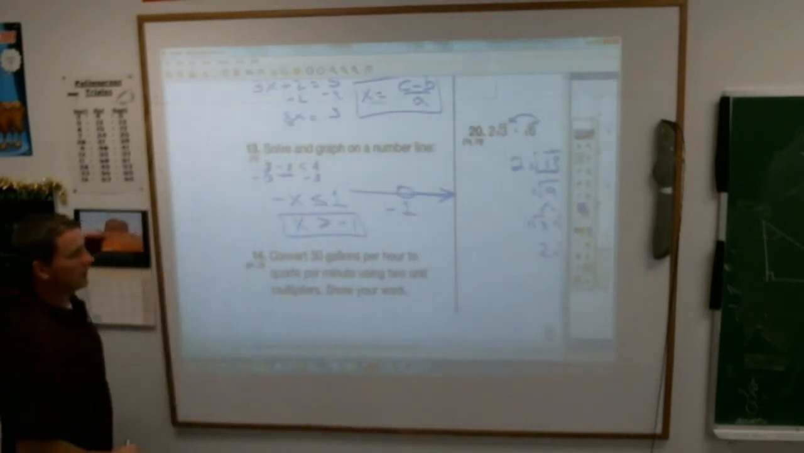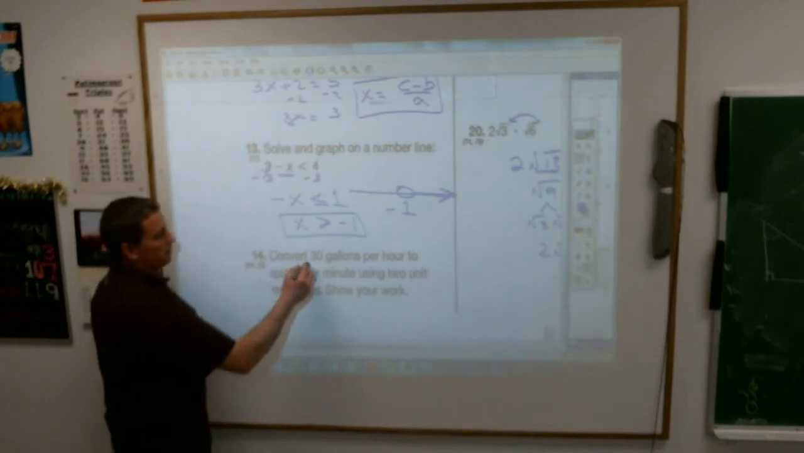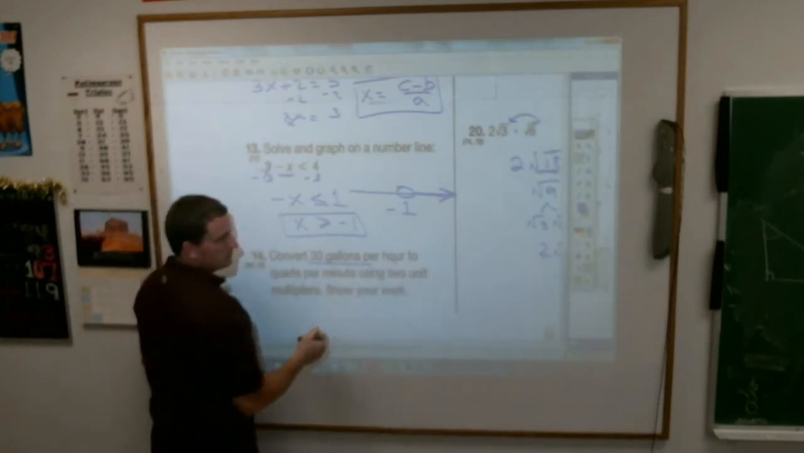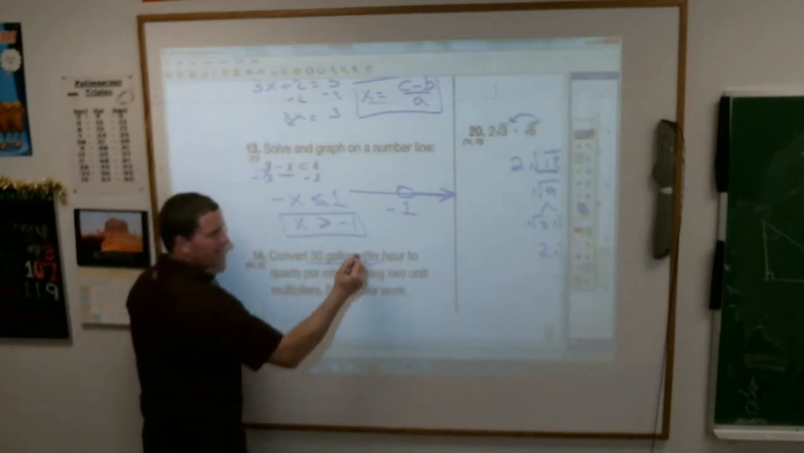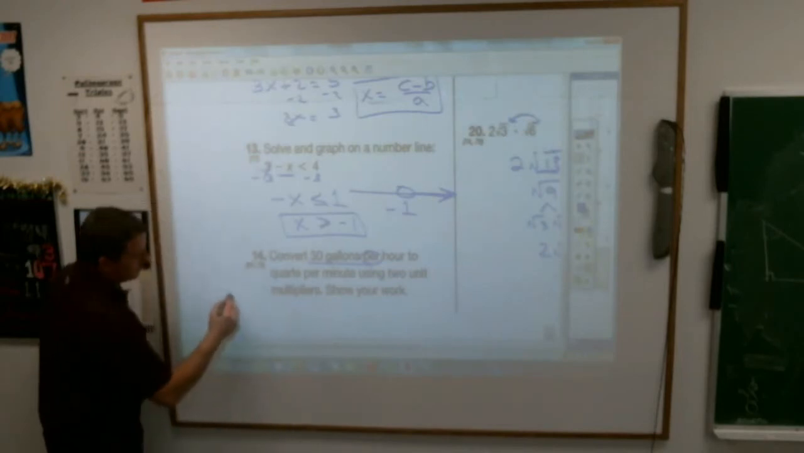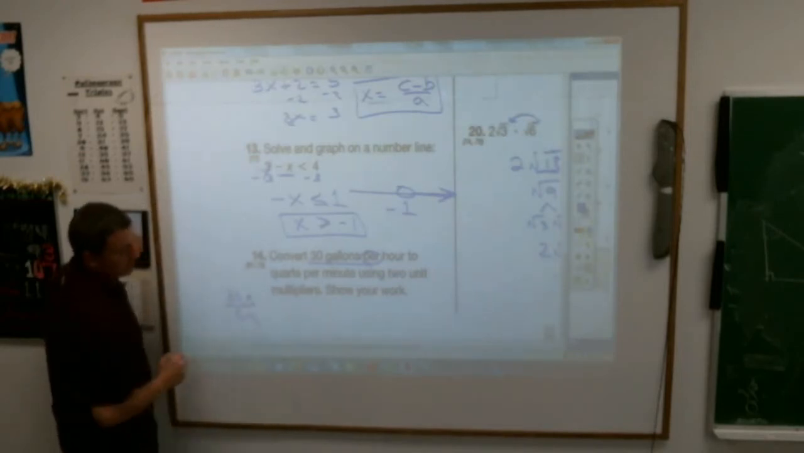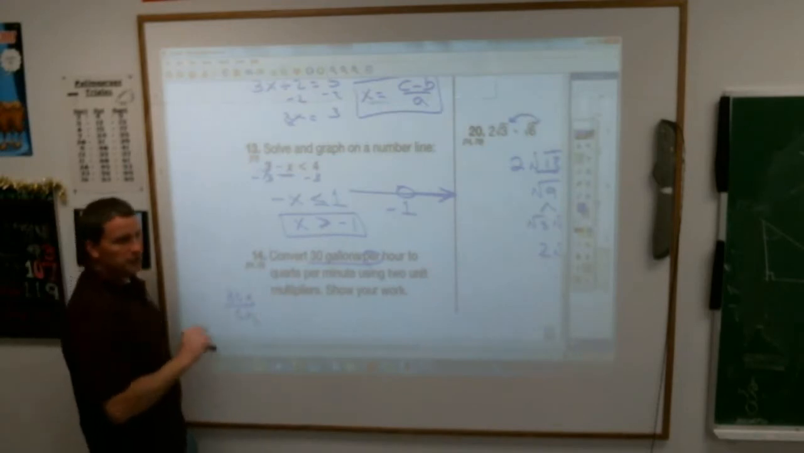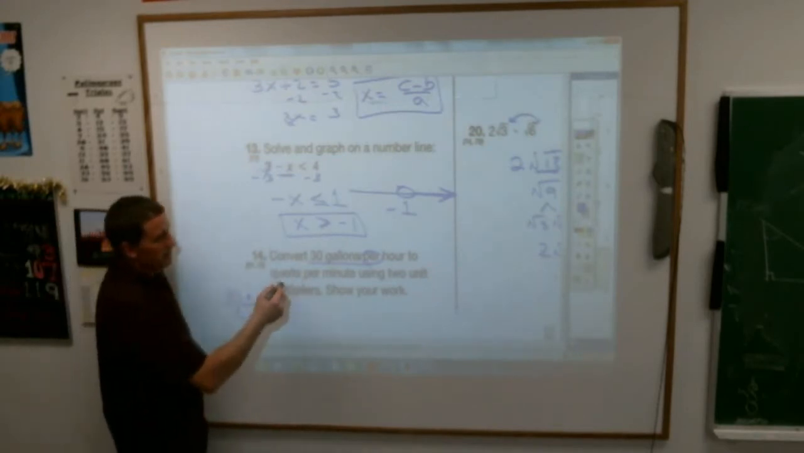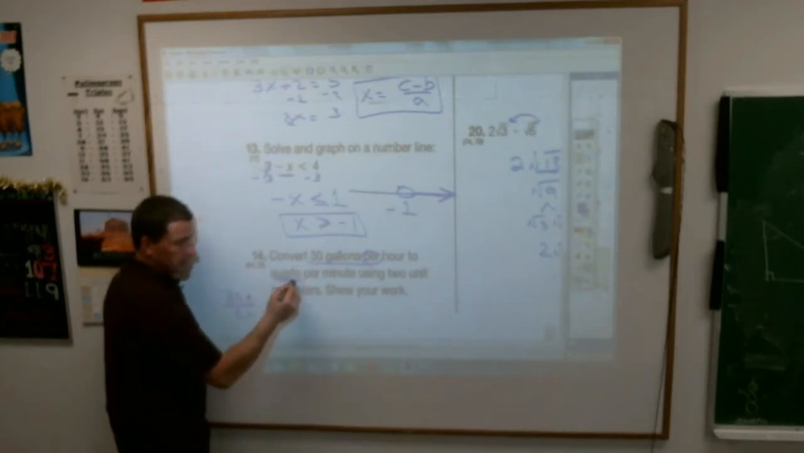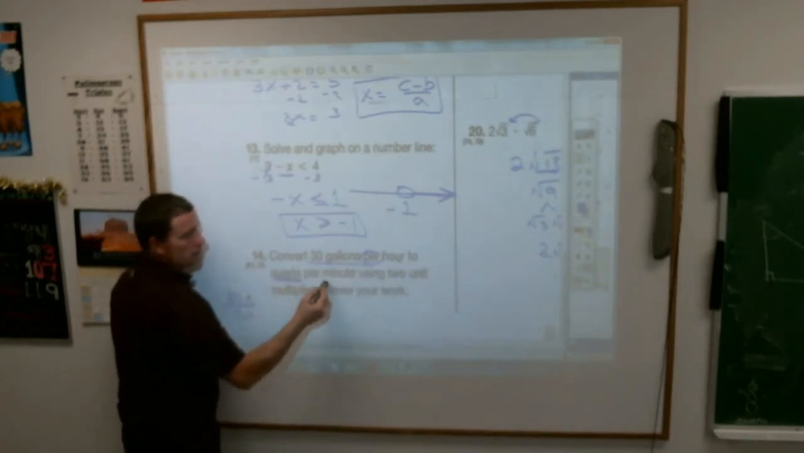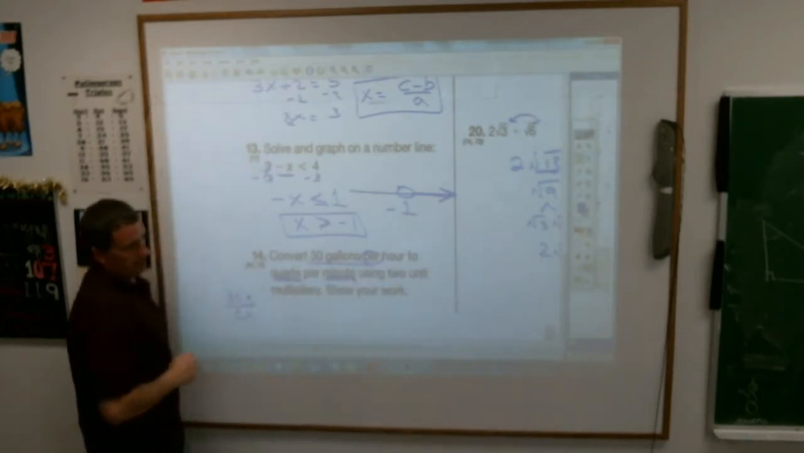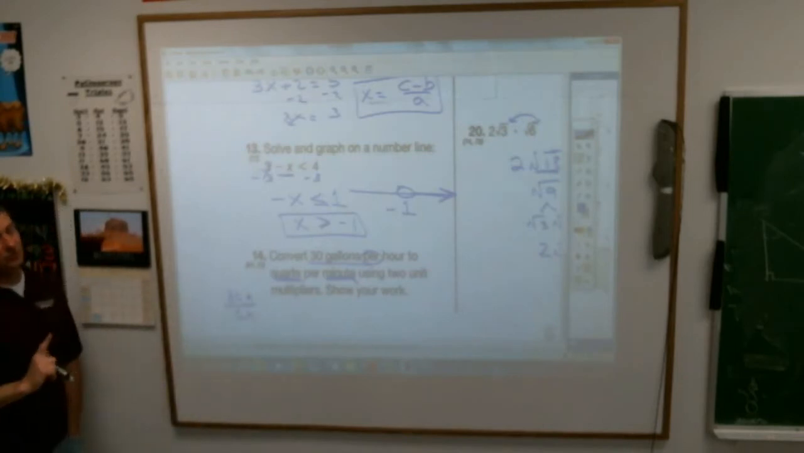14, you are to change 30 gallons per hour. The word per, children, is a fraction line. 30 gallons per 1 hour. I need to change it 2 times because I need to change gallons to quarts, and I need to change hours to minutes. It doesn't matter which one you do first, but you can only do them one at a time. You can't do it all in one step.